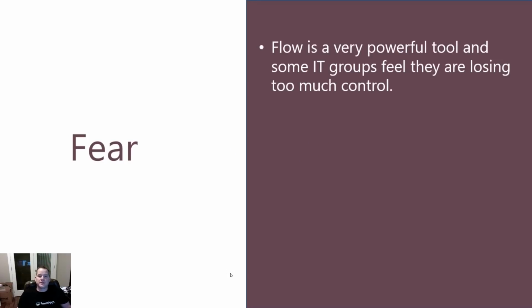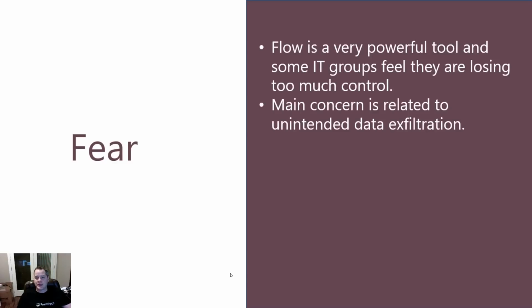So let's talk a little bit about fear. Naturally, Flow and Power Apps are very powerful tools. And some IT groups feel they're losing too much control by putting these tools in the hands of end users. Generally, I'd say the main concern is related to data exfiltration. So what that means is really unintended data leaving your organization and going to another organization. Now that could be a consumer-based service like a Twitter or a Dropbox or a Box, or it could be to a competitor, or it could be someone who's left a company and their account's still active and they're sending data to their new company.